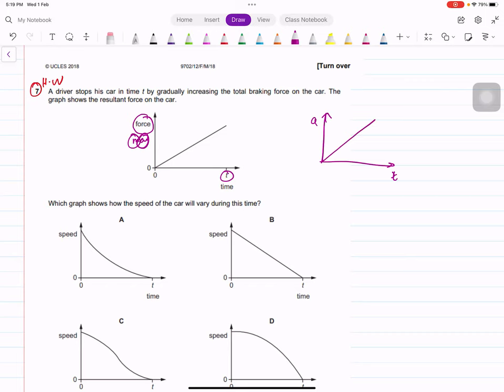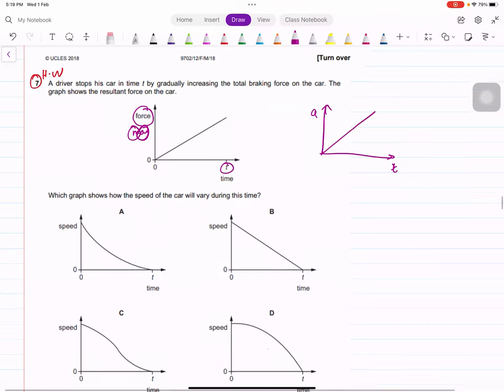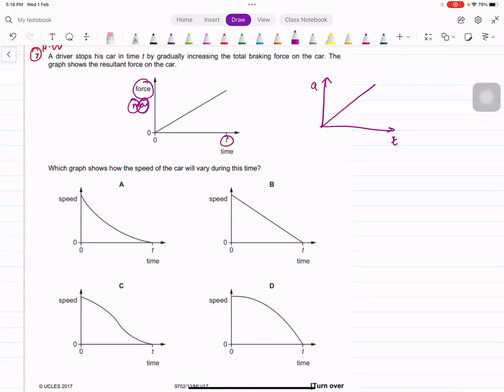So what do you see happening here? Is the acceleration increasing, decreasing? What is happening here? It is increasing, right? If the acceleration is increasing and this is the braking force, so obviously the car is going forward and the force is backwards, which means that's where the acceleration is too. So the speed of the car is going to reduce, but now with an increasing acceleration.